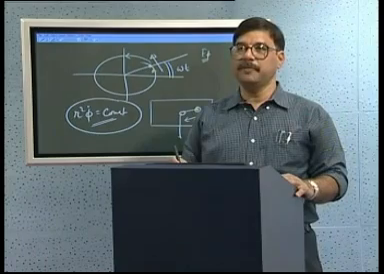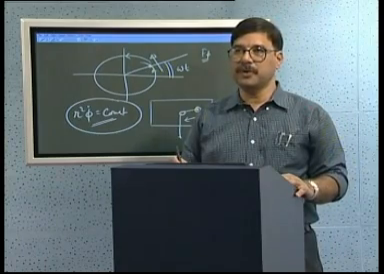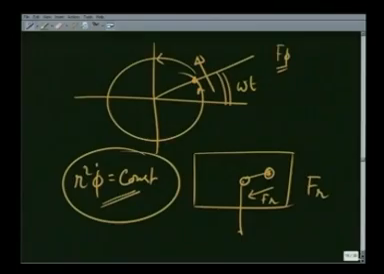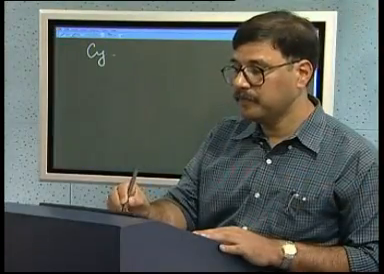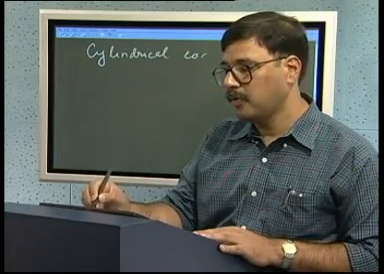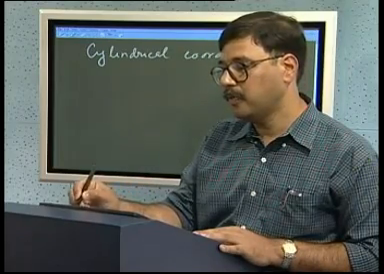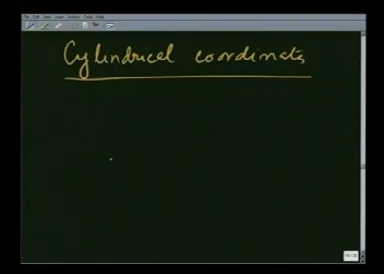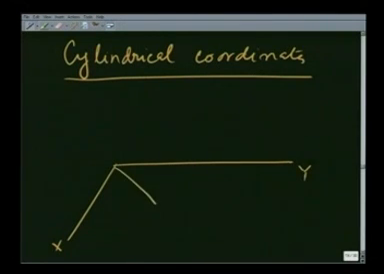Having done the planar polar coordinates, the obvious question to ask is, what is the corresponding system of coordinates if I want to describe a three-dimensional motion? A very straightforward extension of this to 3 dimensions is the cylindrical coordinates, in which I describe the motion in the xy plane in terms of this r and phi.